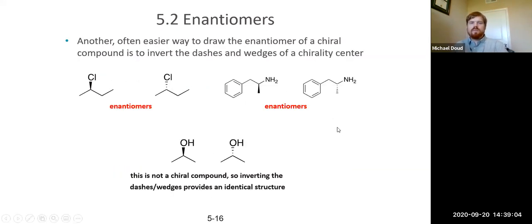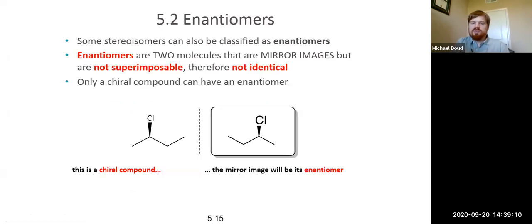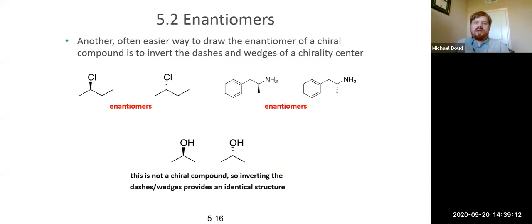So the easiest way to do this, if you're going to draw it, rather than drawing a mirror and going through it that way, you can just invert one of the wedges or dashes. So the easiest thing is, okay, we've got this chlorine sticking out and it's an enantiomer, we're going to stick it in this way. Same thing here with this amine. We have this methyl group sticking out. Well, just flip it. This methyl group's now going to stick in.